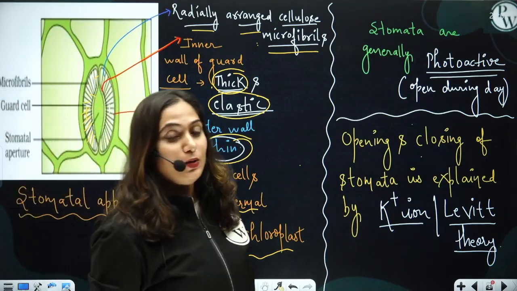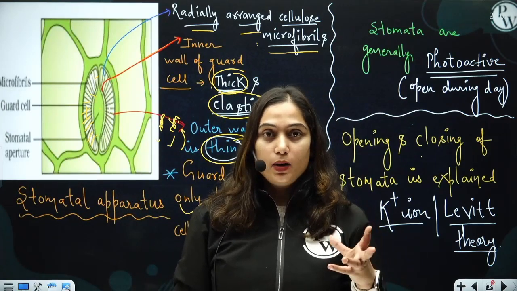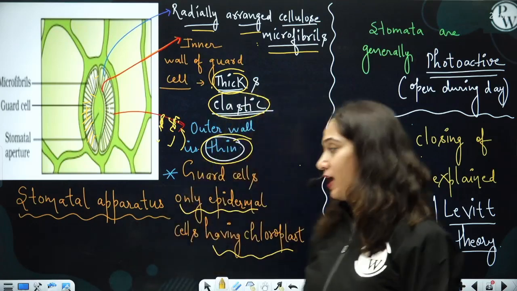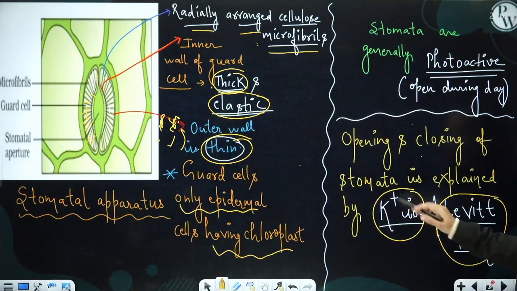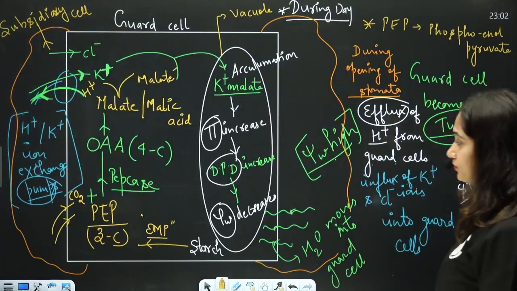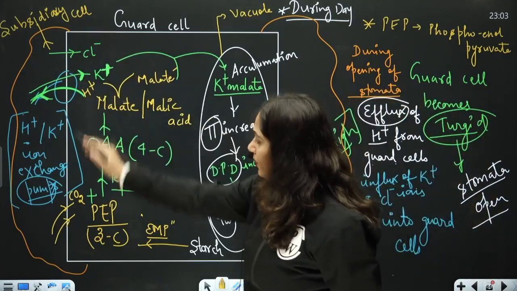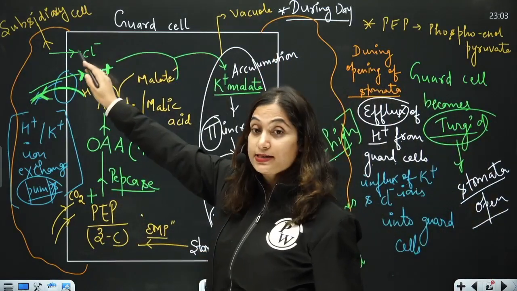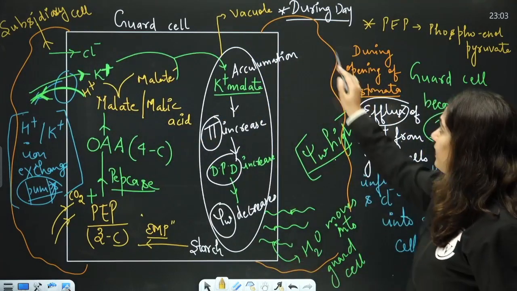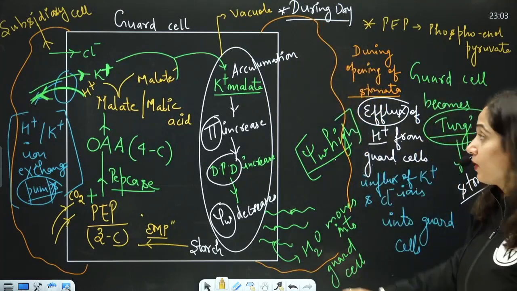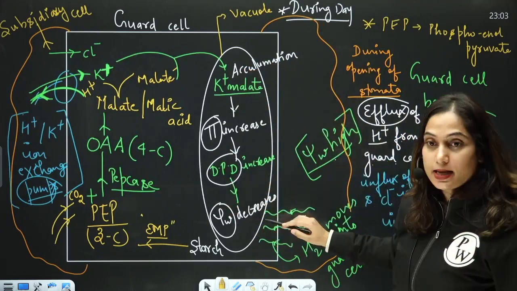Yes beta. Now let's see how these guard cells regulate the opening and closing of stomata. For that we'll have to deal with the potassium ion theory or the Levitt theory. Let's see what it is. So this here, beta, is a guard cell, right? Surrounding the guard cell is the epidermal cell, that is the subsidiary cell. This is the vacuole of the guard cell.